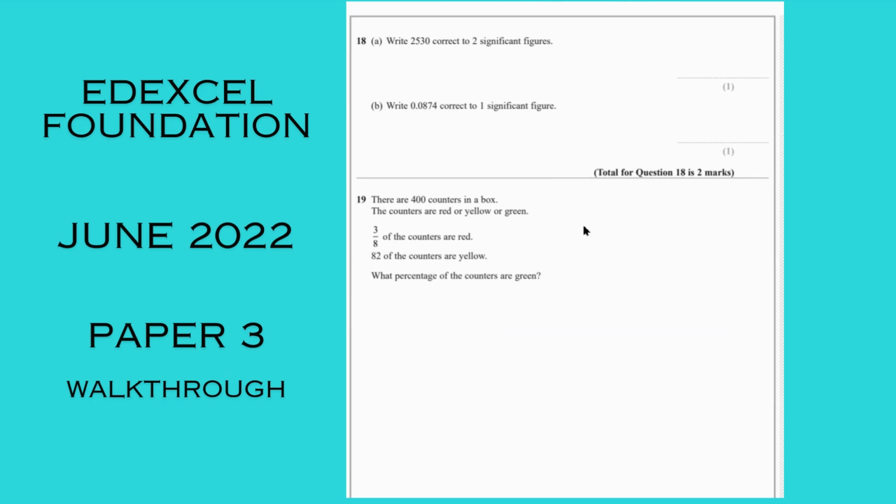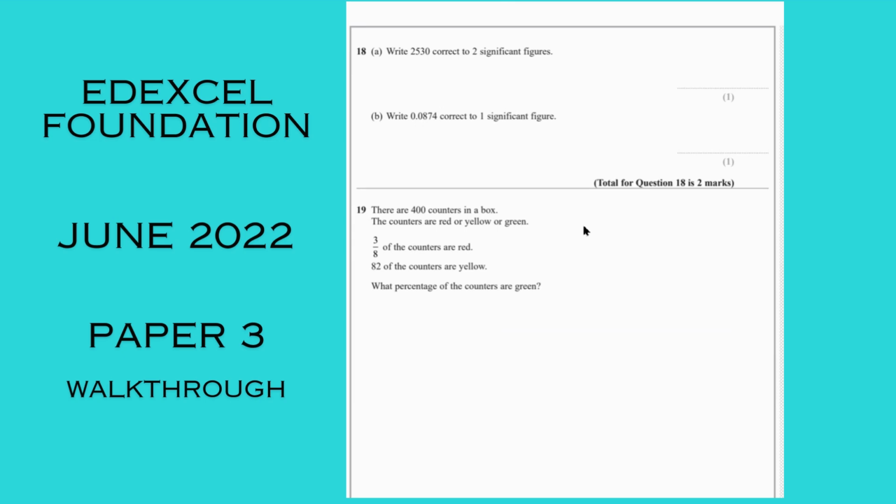Into number 18, bit of rounding. So correct to 2 significant figures. So the second most important digit is the 5. So we look at the 3 afterwards. 3 means leave it alone. So the 2 and the 5 don't change. So 2,500. 1 significant figure, the most important digit, we don't include the zeros at the start of a number. 8 is the most important number. A 7 follows it. So the 8 needs to round up to 9.